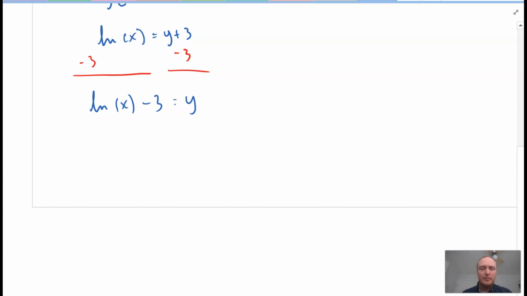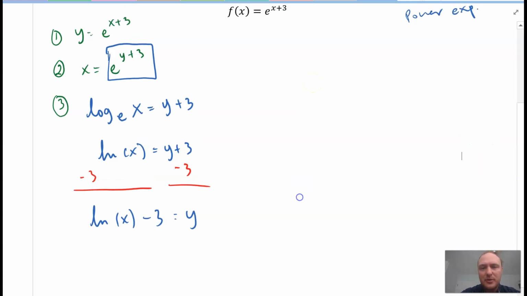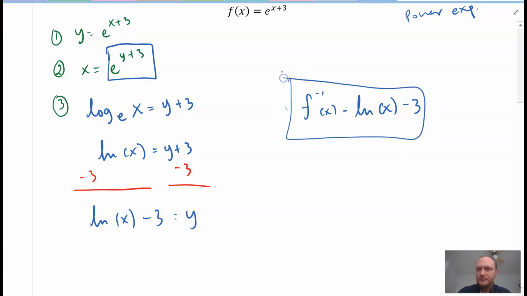Okay, so just note, right, that I have the natural log of x. That's it. Then I subtract 3 from there. It's very, very different than taking the natural log of x minus 3. Different things. Okay, so here's our inverse function, and I want to go back to function notation. This function up here was called f of x, so f inverse of x is equal to the natural log of x minus 3. Okay, and there is our inverse function.